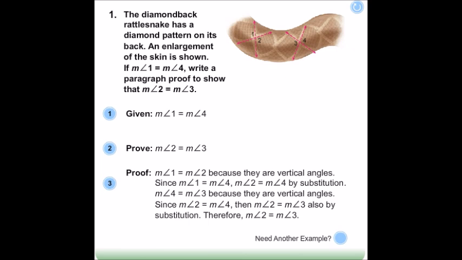The measure of angle 4 equals the measure of angle 3 because they are vertical angles. Since the measure of angle 2 equals the measure of angle 4, then the measure of angle 2 equals the measure of angle 3 also by substitution. Therefore, the measure of angle 2 equals the measure of angle 3. If you need to, stop the video, rewind, and look at these steps again.